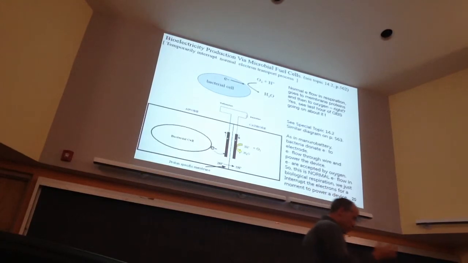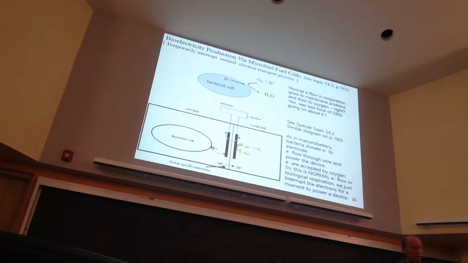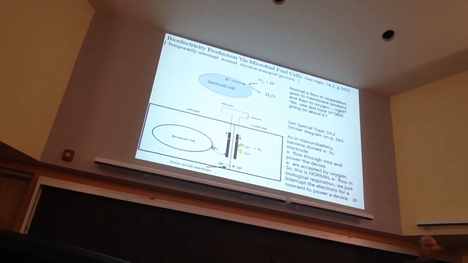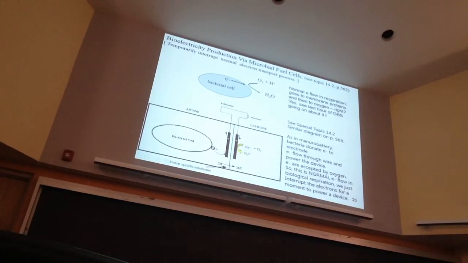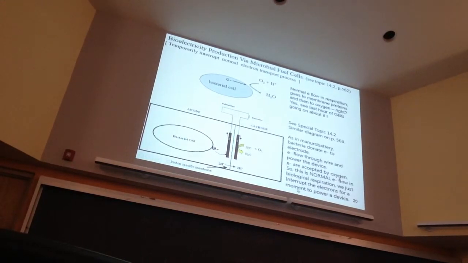So oxygen is the final electron acceptor in aerobic respiration. We are just capitalizing for a microsecond on that flow of electrons, and those electrons flow to oxygen to reduce oxygen to water. So oxygen is still the final electron acceptor. So the point is, this is normal electron flow in biological respiration. We just have interrupted the electrons for a moment, like a nanosecond, to power whatever device.